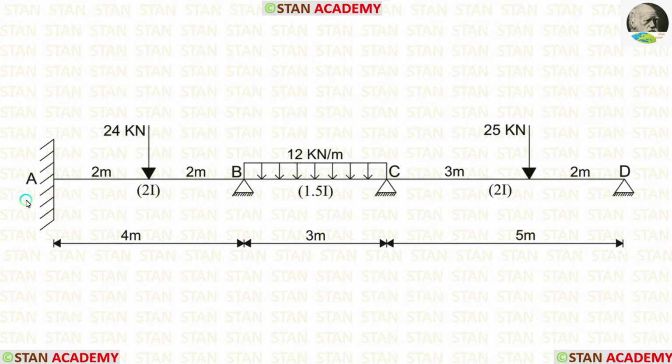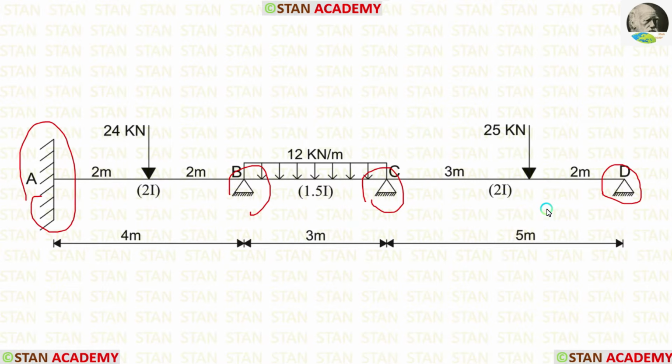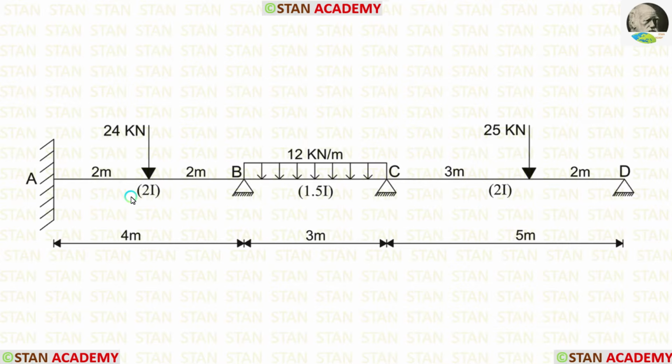In the point A, there is a fixed support. In the point B, in the point C, and the point D, we are having hinged supports. The moment of inertia for the span AB is 2I, for the span BC it is 1.5I, and for the span CD it is 2I. Length of the span AB is 4 meter, length of the span BC is 3 meter, and length of the span CD is 5 meter.